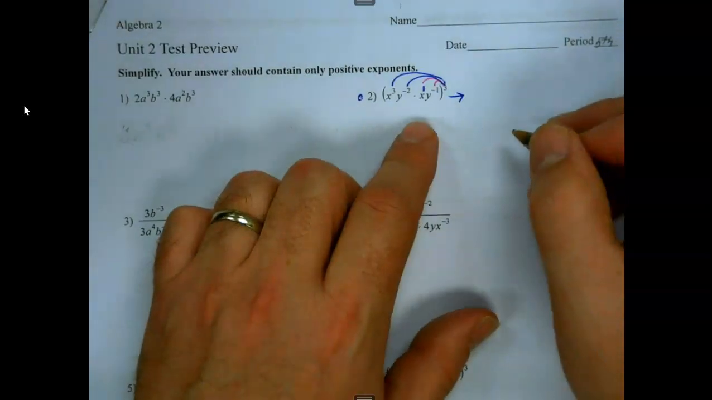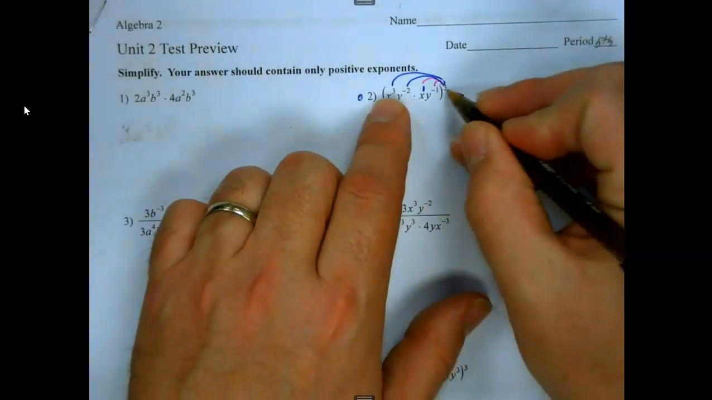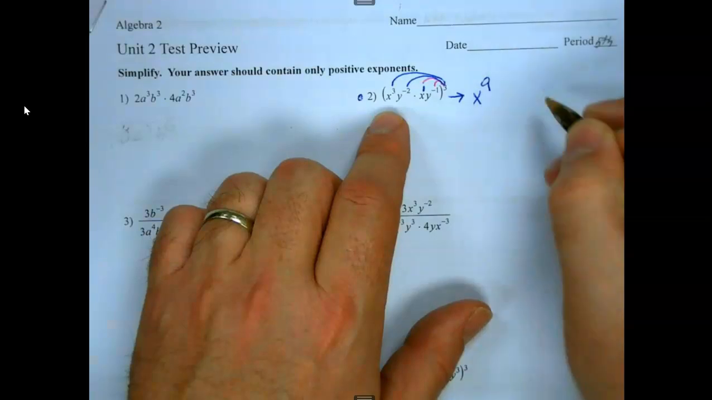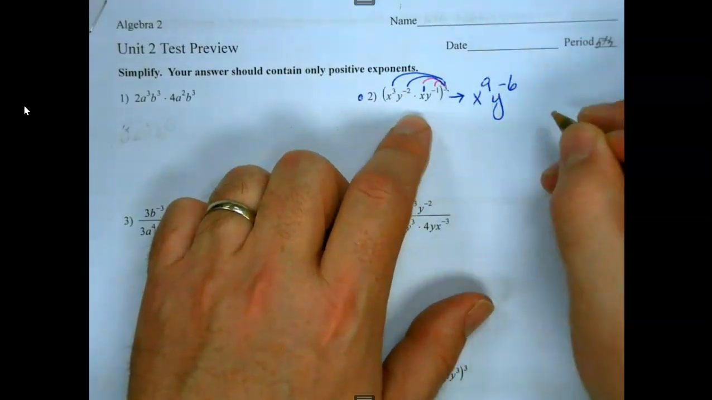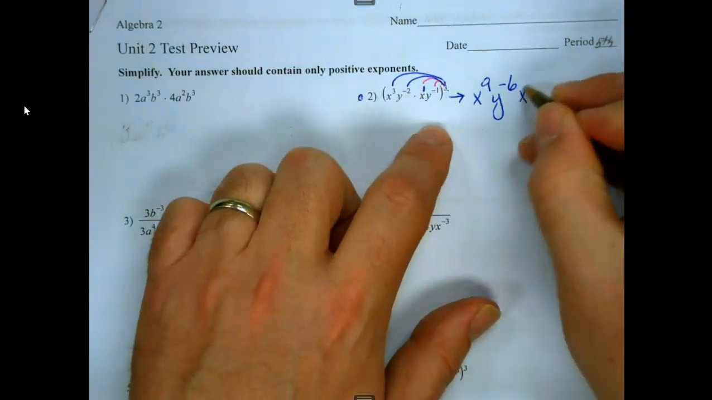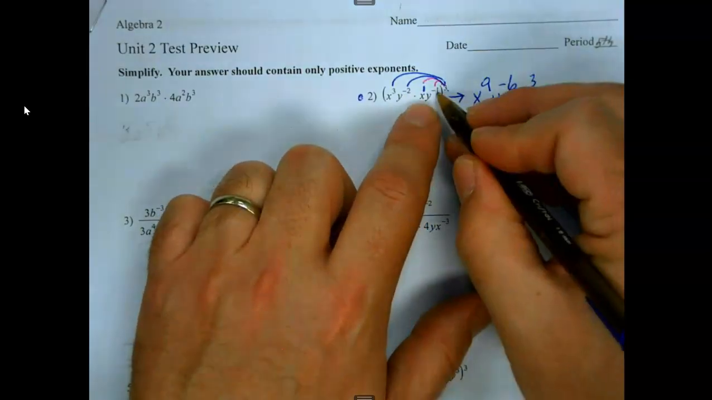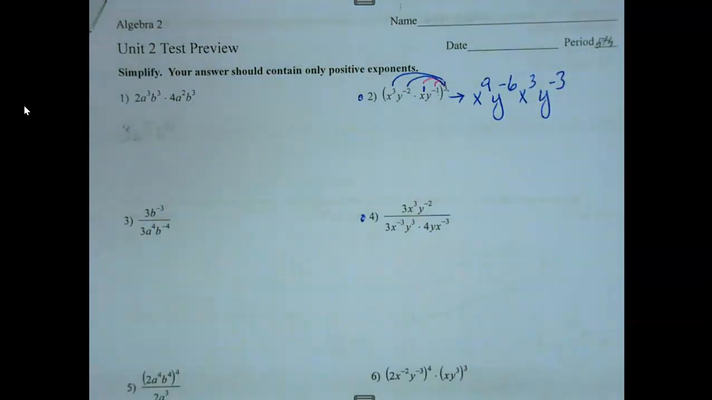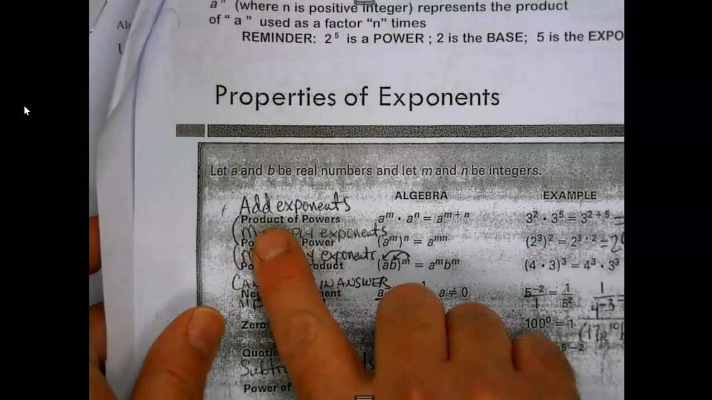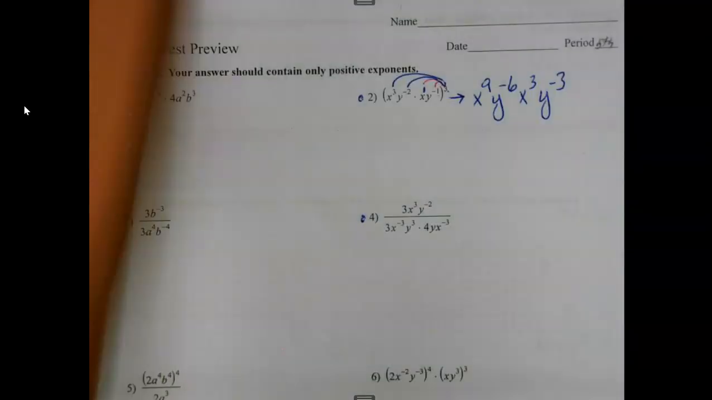So if I do all that right off the bat, 3 times 3 would be 9. Negative 2 times 3 would be negative 6. 1 times 3 would be 3. And negative 1 times 3 is negative 3. Now you have options. If you want to go ahead and just add exponents, because this is all multiplying at this point, I can just add exponents and go about my business.